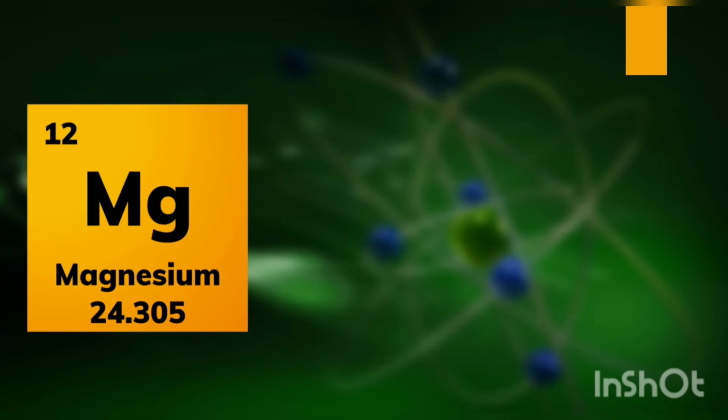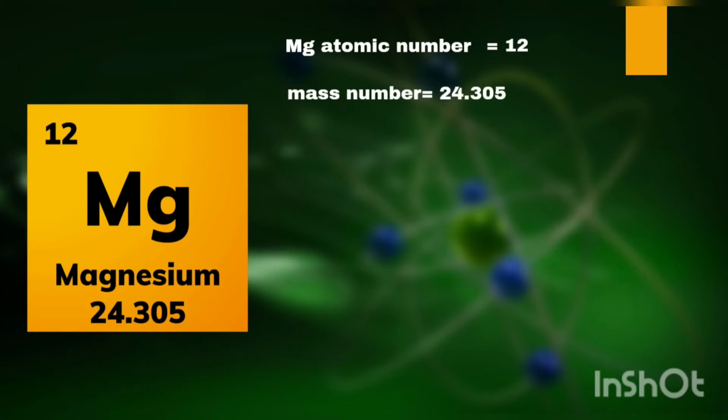Another example, we have the magnesium atom. Can you tell what is the atomic number of magnesium? If your answer is 12, then you are correct. Mass number of magnesium is 24.305. Then if we round it off, the answer is 24. How about the number of protons? Very good. The answer is 12.